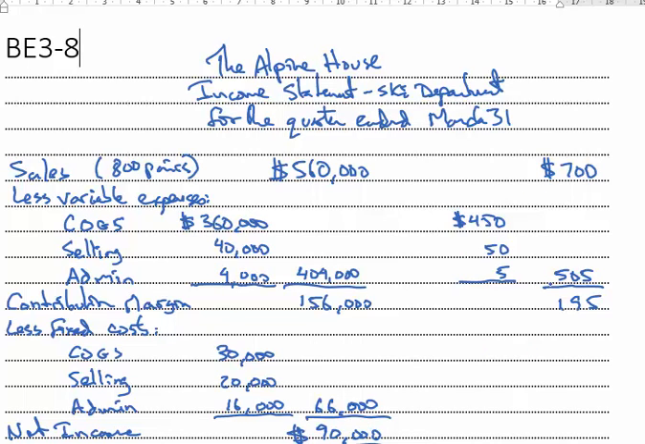And we've actually done requirement number 2 here. Requirement number 1 is on the left, total dollar value. Requirement number 2 is on the right on a per ski basis. It's got a contribution margin of 195 per pair of skis. And that concludes basic exercise 3-8.